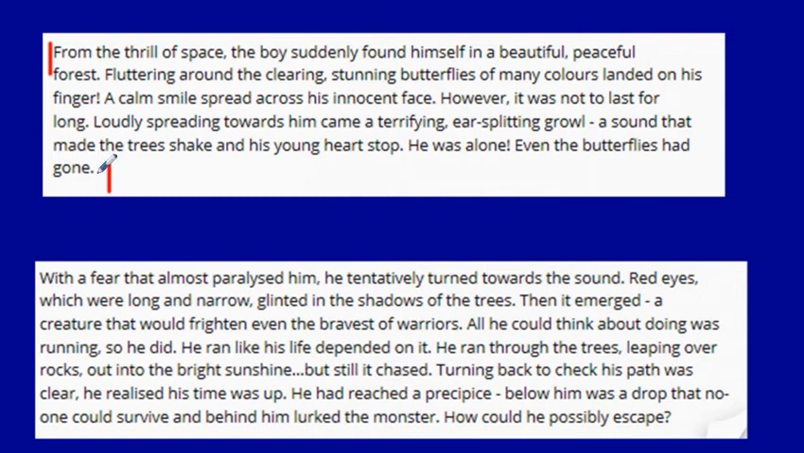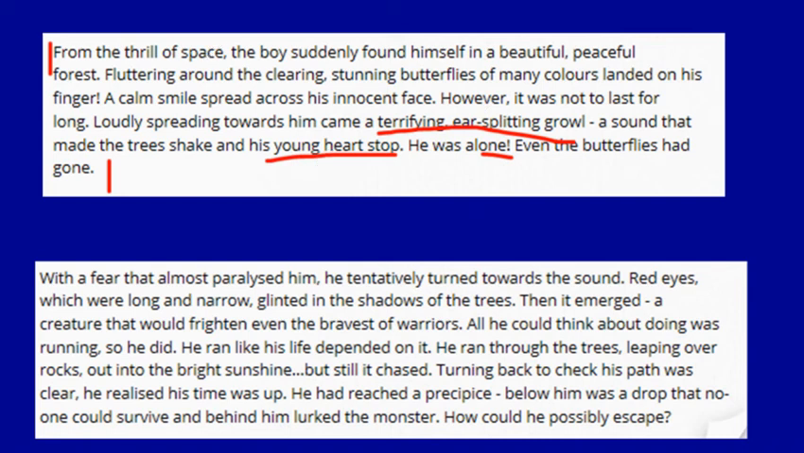So we can see that this paragraph here is starting to introduce the problem. He hears a terrifying, ear-splitting growl, and we instantly think, what could it be? It also introduces how our character is starting to feel. His young heart stops. So that obviously makes us think that he's quite afraid. He was alone. So it's starting to introduce our problem.